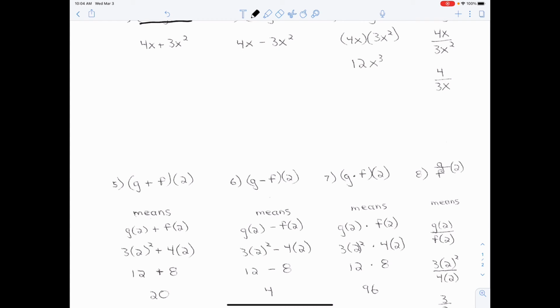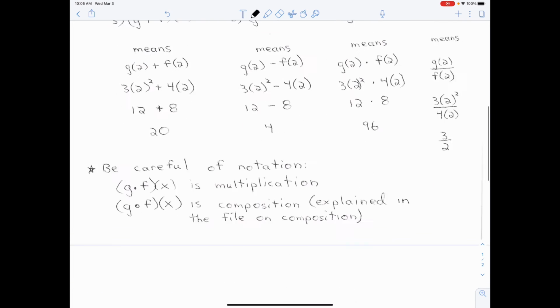If we take g minus f of 2, you just take the g of 2 and subtract the f of 2. If we take g of 2 times f of 2, you take the g of 2 and you multiply it by the f of 2. And if you take g divided by f, all that of 2, you take the g of 2 and divide by f of 2. So hopefully that's pretty simple.